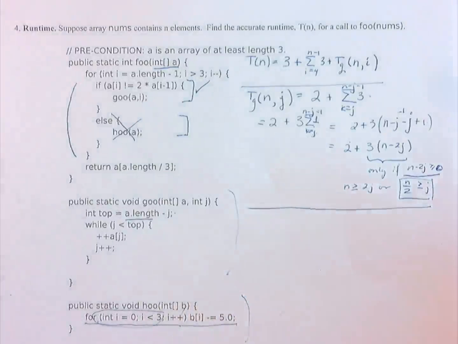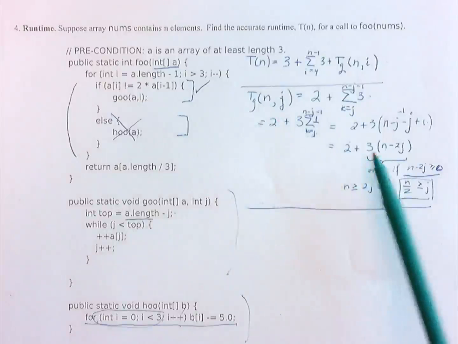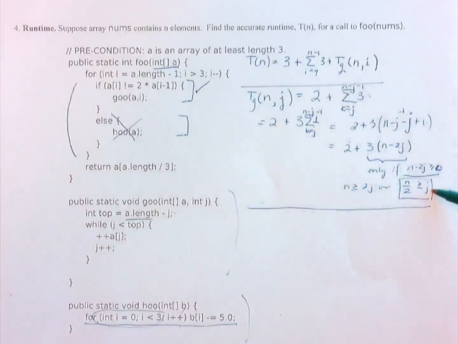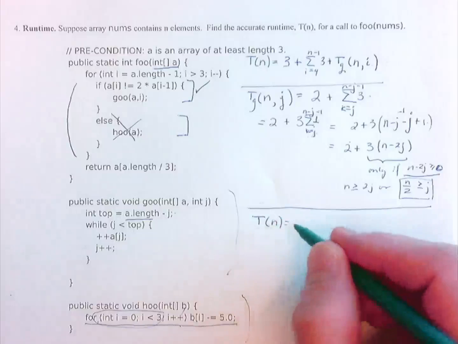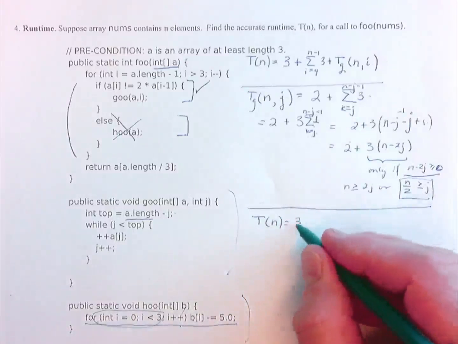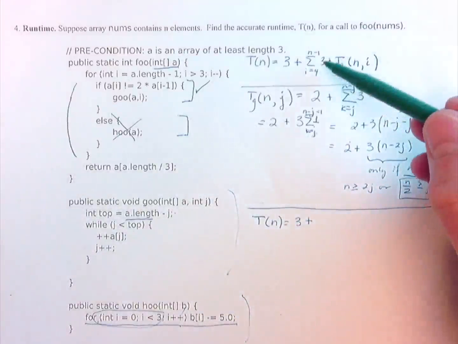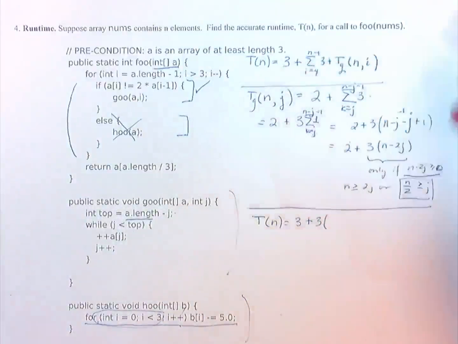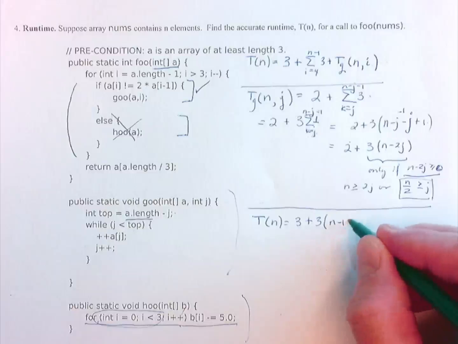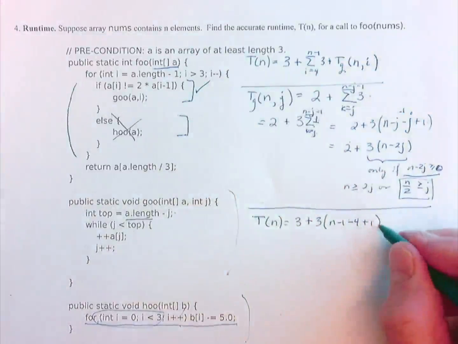So I've got my main expression. I've figured out t of g, and it's pretty simple, and I'm going to substitute it into there, but I have to remember this condition over here. So I'll rewrite t of n equals now 3 plus, and I'm going to actually start condensing some terms here. Here's a 3, and if I pull the 3 out and do the sum, it's just 3 times n minus 1 minus 4 plus 1. This minus this plus 1 is how many there will be.